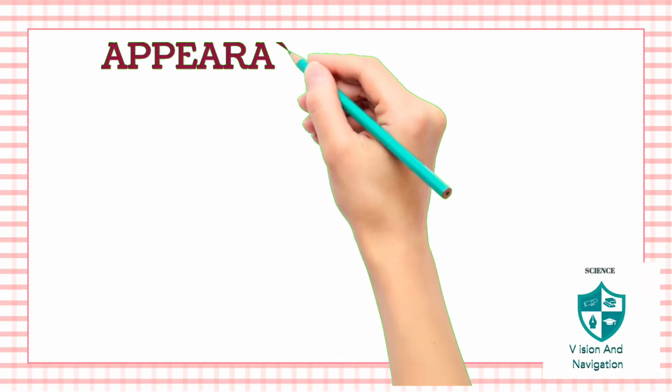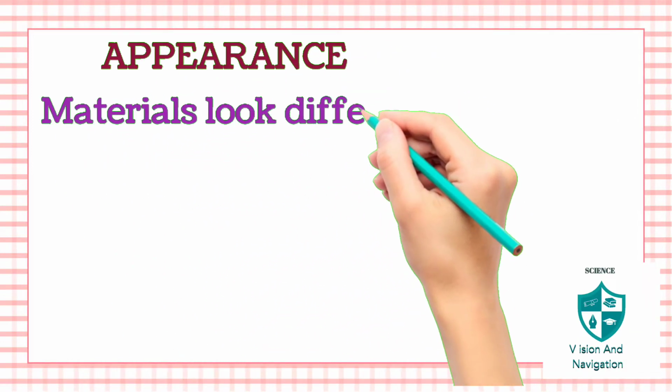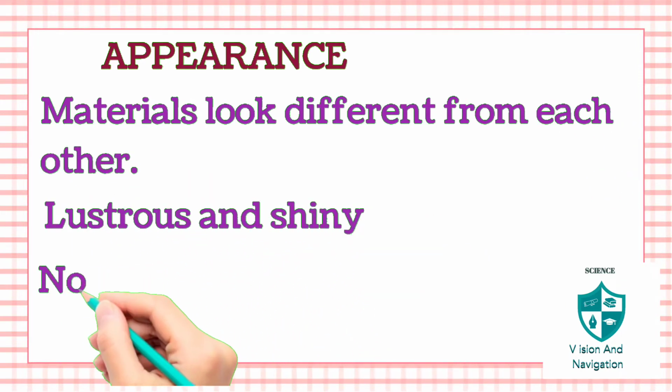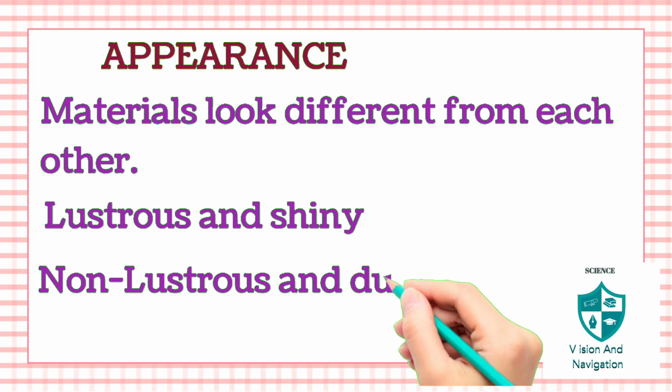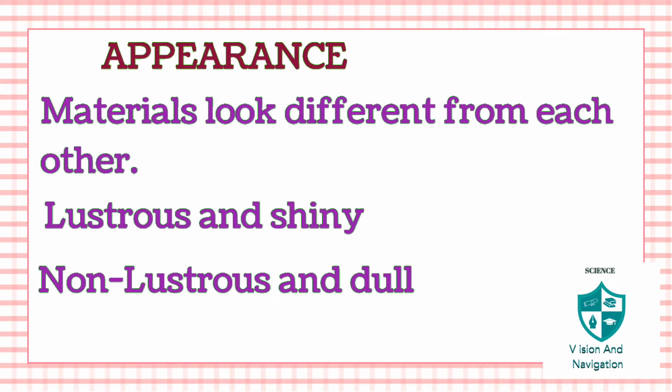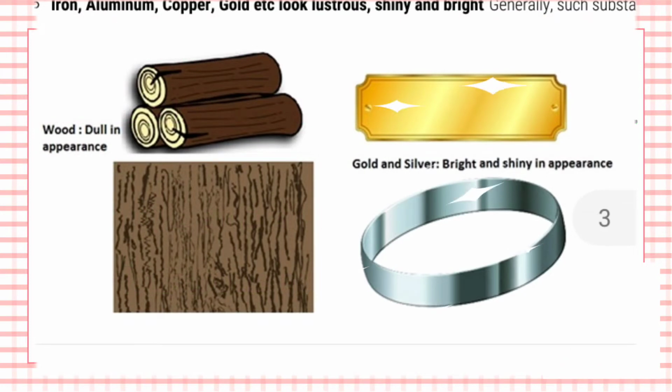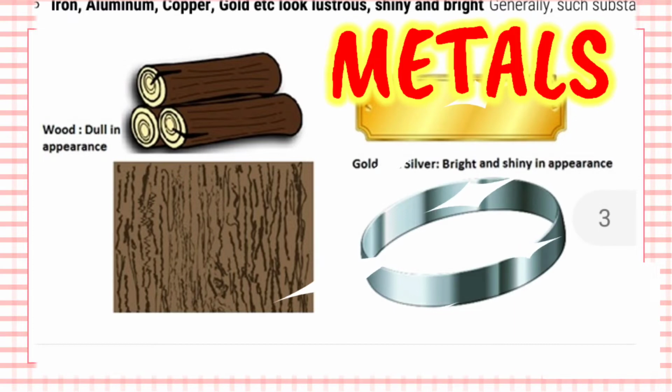Appearance. Materials look different from each other. While some look lustrous and shiny, others look non-lustrous and dull. Wood looks non-lustrous. Iron, aluminium, copper, gold, etc. look lustrous, shiny and bright. Generally, such substances which appear bright and shiny are called metals.